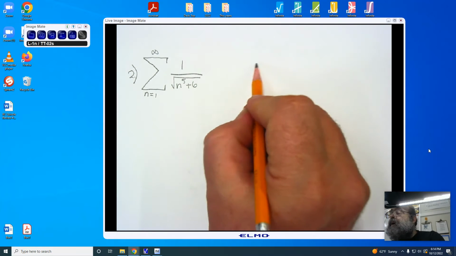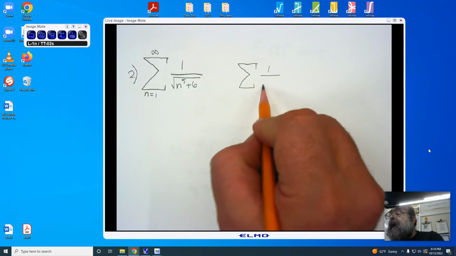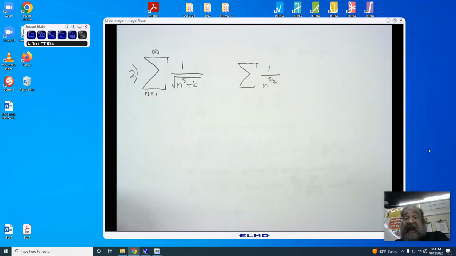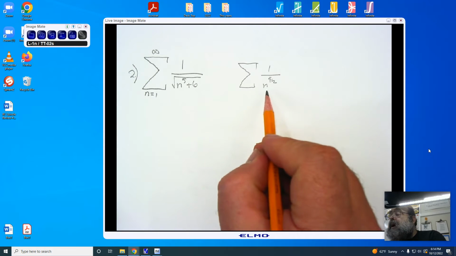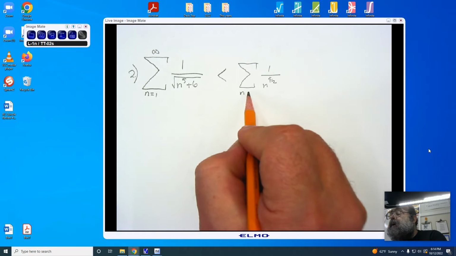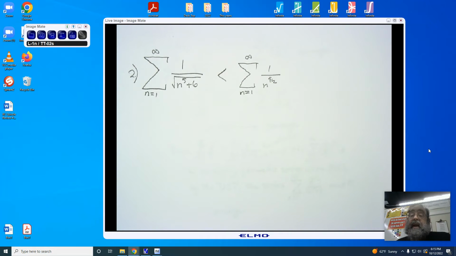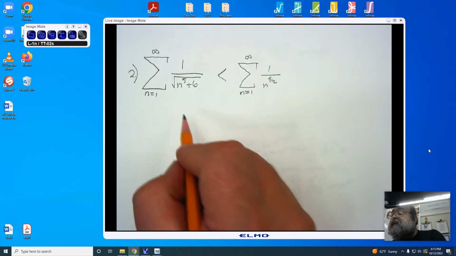Well, if I look at the series and I get rid of that 6, I'm looking at n to the 5/2 power, which is a p-series. And that p-series is what I'm going to use to test. Because I know that this p-series having a p greater than 1 must be convergent. So I'm looking at a convergent p-series, and I already know that the series is larger than the one that I am considering because the denominators are larger than the other, I can immediately go to the direct comparison test.